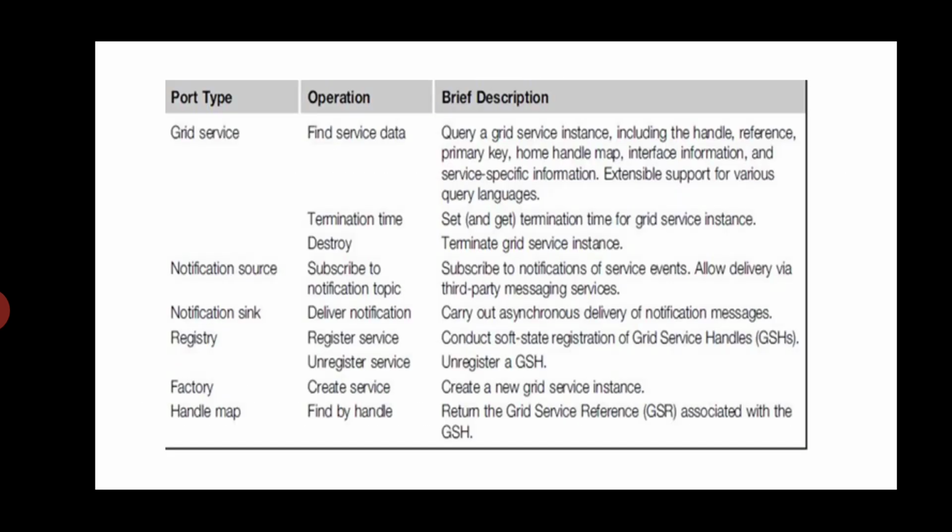These are the port type operations, and brief discussions about the port types. First of all, we have to learn the grid service operation that finds service data. It queries a grid service instance, including the handle references, primary key, home handle map and interface information and service specific information, with extensible support for various query languages.